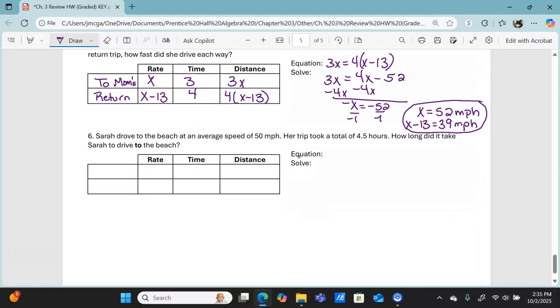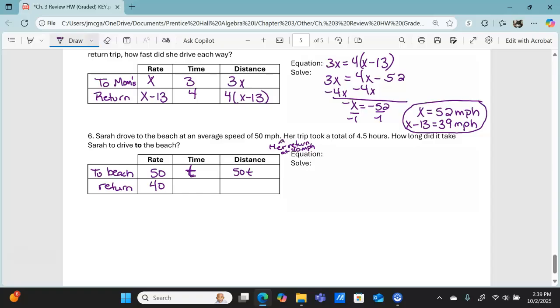And then finally, the last one. Sarah drove to the beach at an average speed of 50 miles per hour. Her trip took her a total of 4.5 hours. I am missing something here. Okay, I will add this in. Her return trip was at 40 miles per hour. Maybe there was traffic. Her total trip was 4.5 hours.